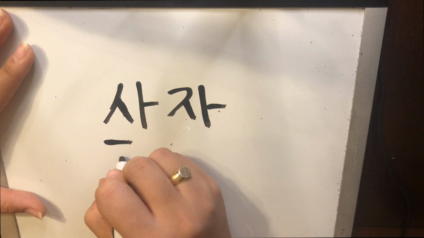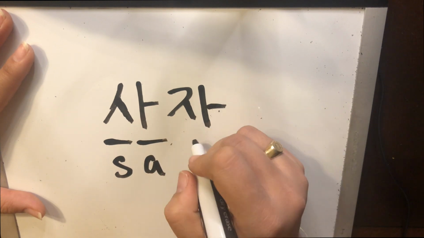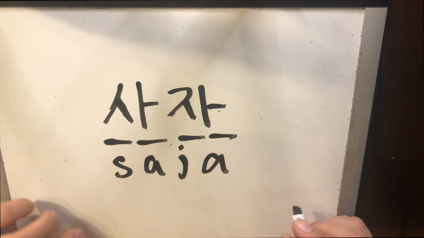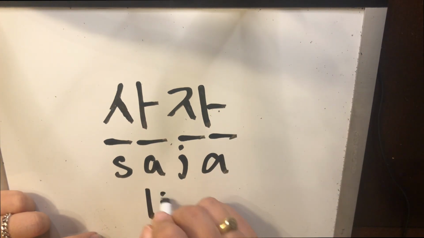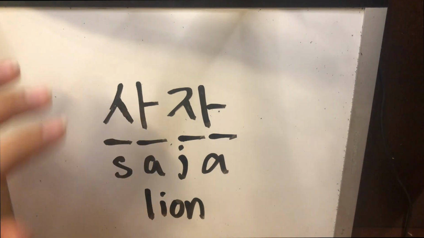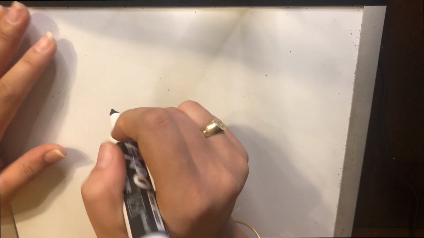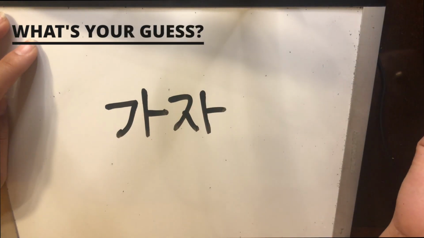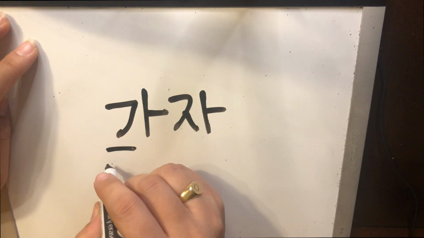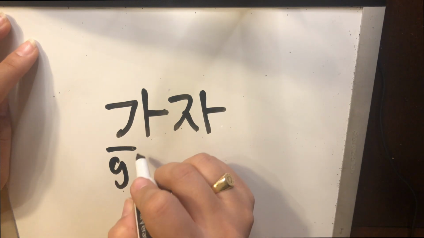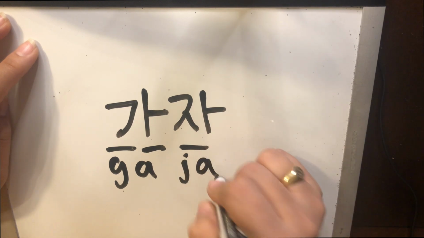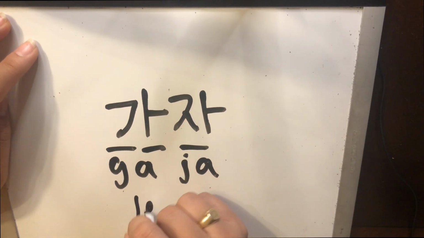시옷, 지읒, 사자, 사자 is lion. Okay. This is something that some people have probably heard a lot. 기억 makes a G sound. 지읒, 가자. Let's go.